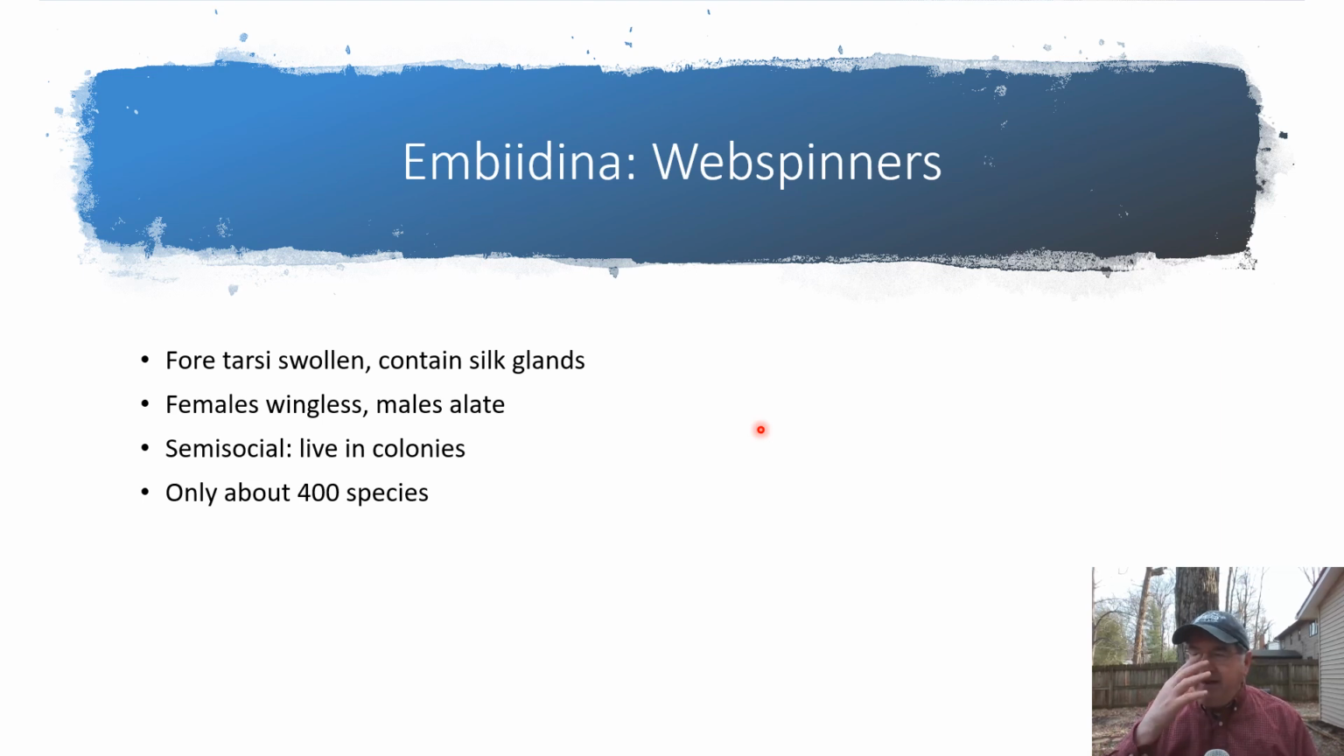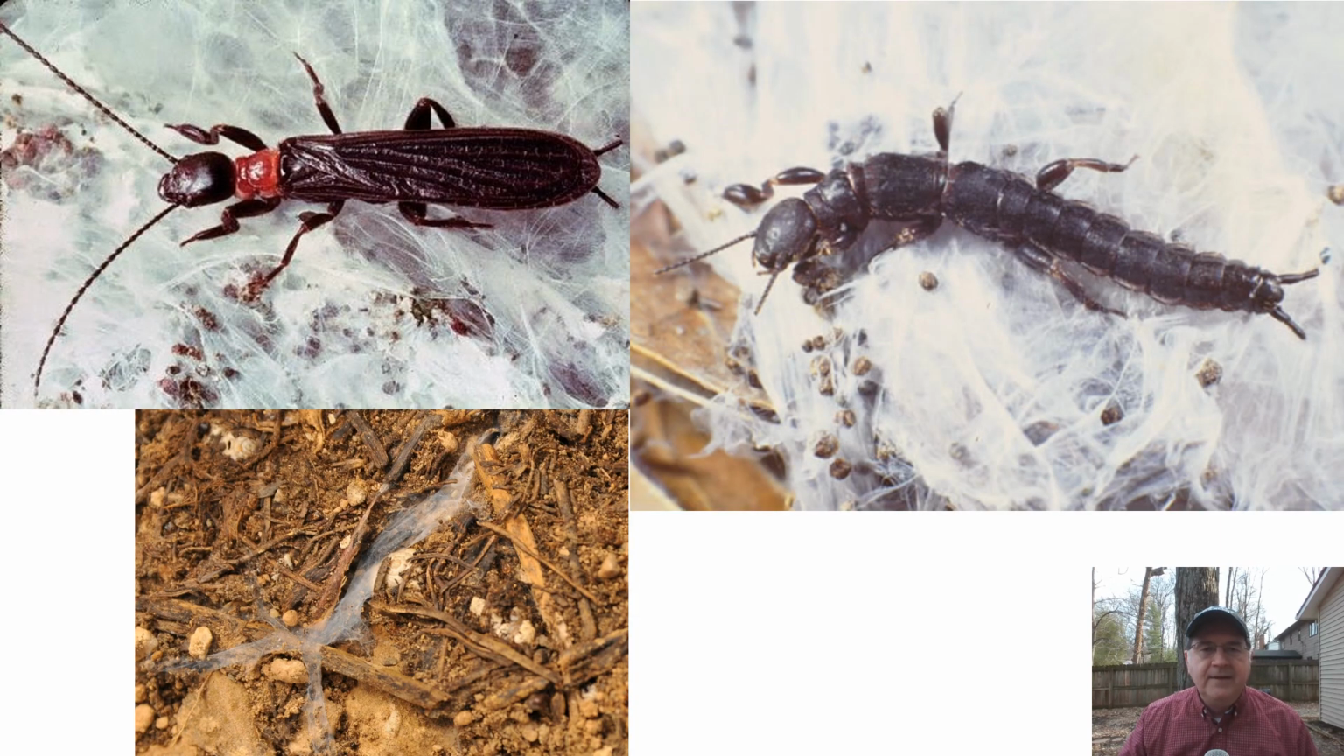They haven't advanced to the stage of eusociality, which I'm going to get to at the end of this video, but they do live in colonies. There aren't many species. There's only about 400 species, but some of them are really quite beautiful. Let's see, what do we got here? This is a typical female.